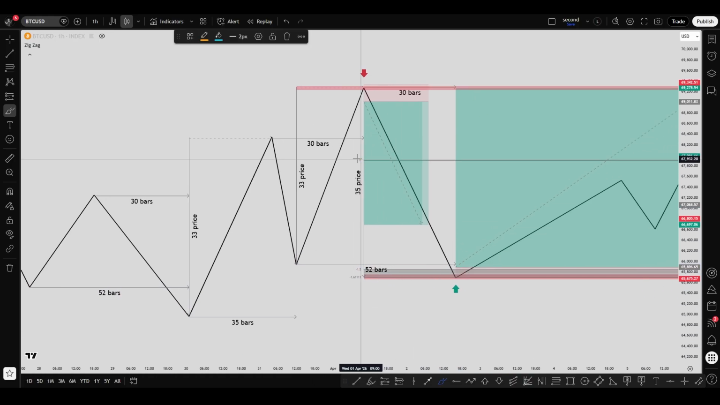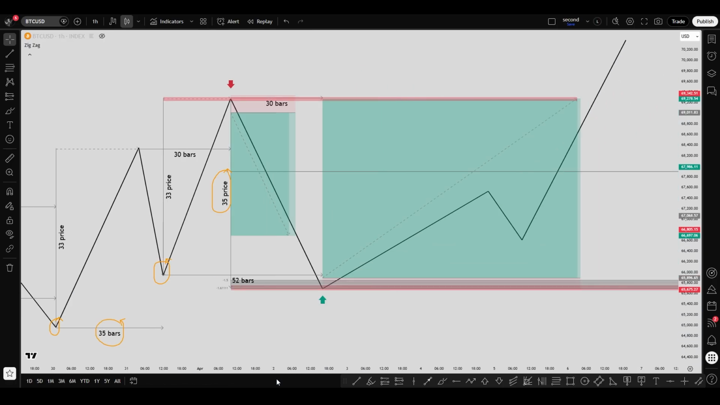So there's also the price confirmation. As you can see, it was 35 in price, but where does this come from? From the low to the next low, the distance was 35 bars, and I converted it into price. And I went 35 price from the high, and it exactly landed on the red box right here. Isn't this crazy? Just simply counting the numbers gives you this beautiful long trade right here.